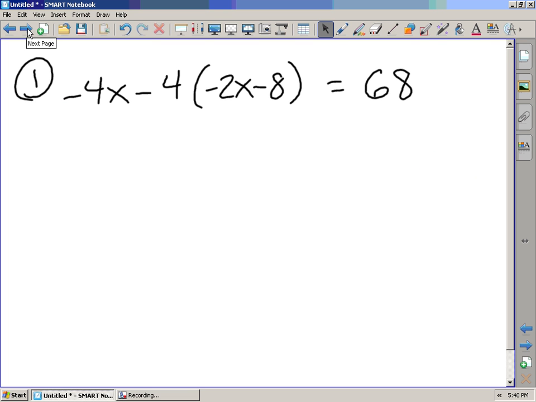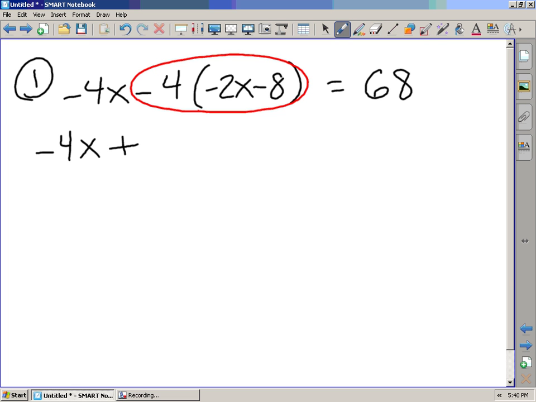So problem number one, what I have you do normally is I have you circle the distributive property section. Then I want you to copy down the negative 4x and put an addition sign to signify the start of the distributive property section. The equals 68, we're going to tack on at the end. That's the end of the distributive property section. And in between, we're going to put a blank plus a blank.